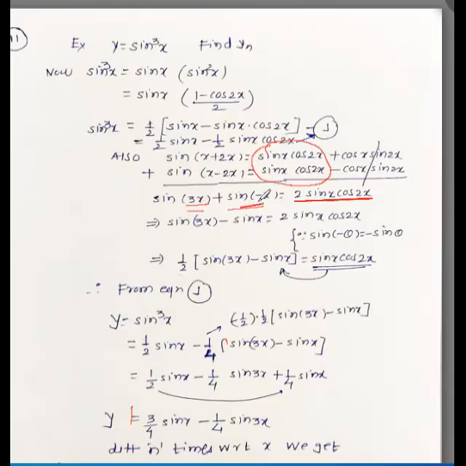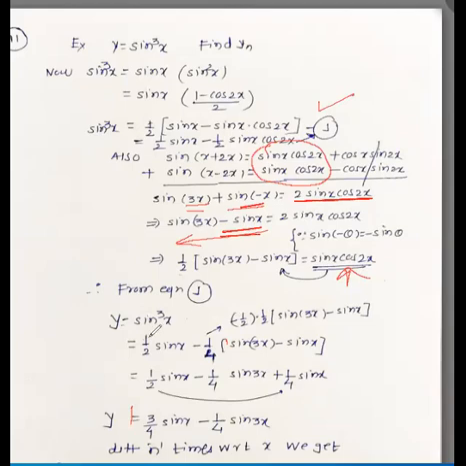And sine of minus theta is minus sine theta. So we write this as minus sine x, right? So this is sine 3x minus sine x equal to 2 sine x cos 2x. Now take this 2 on this side. So we get half of sine 3x minus sine x equal to sine x into cos 2x. So this is the value of sine x into cos 2x. Put this value here in equation 1.